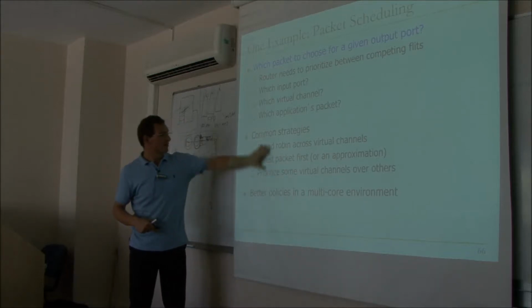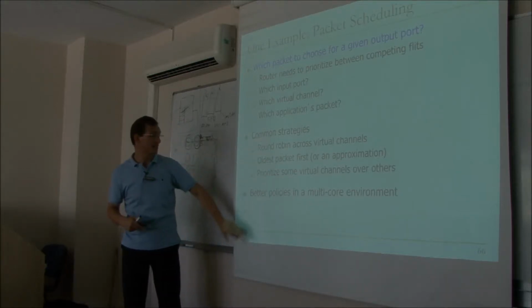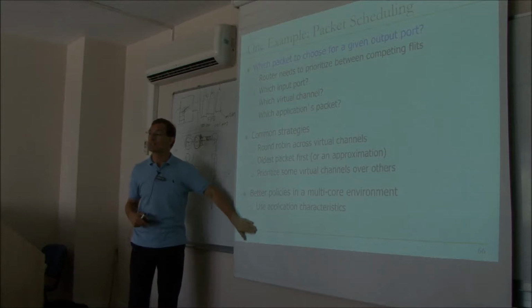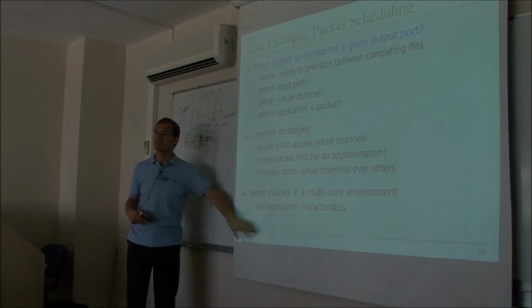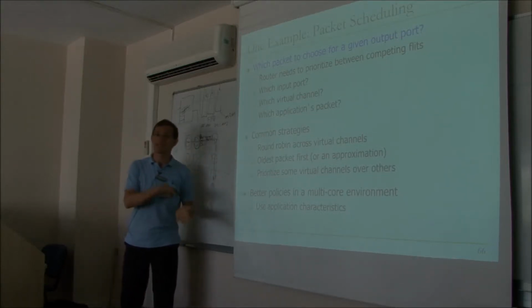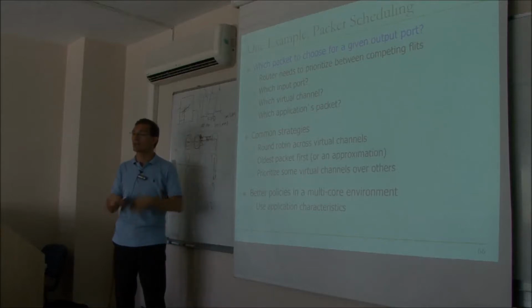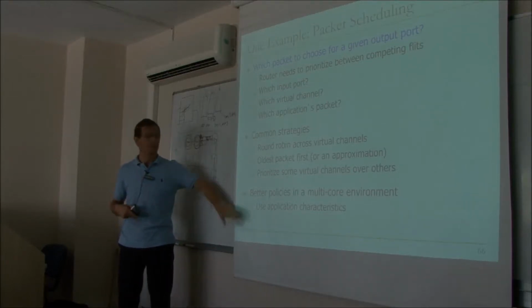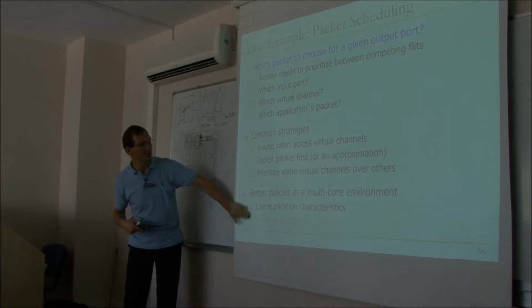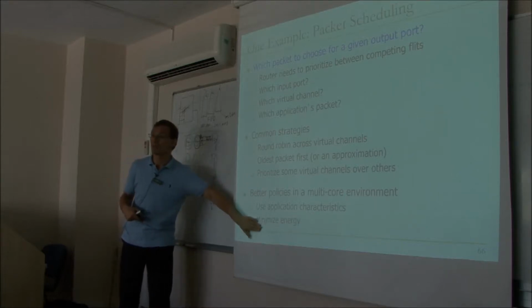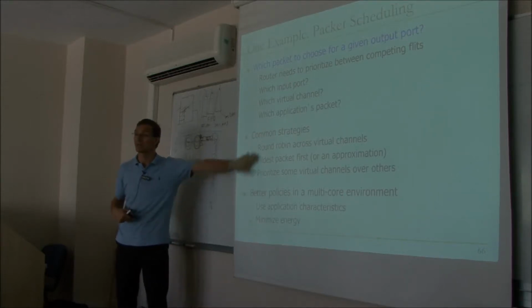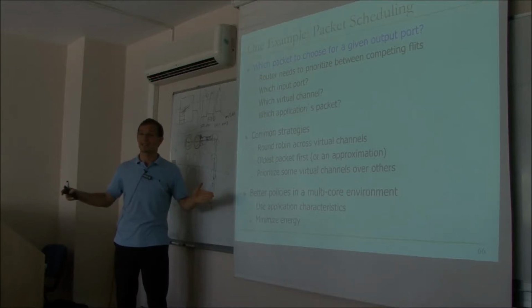Or you can have better policies in a multi-core environment. You can use application characteristics, for example. You can divide the applications into latency sensitive versus bandwidth sensitive and prioritize latency sensitive applications. And if I have time, I'll discuss some of these issues. Or you can design policies to minimize energy somehow, or minimize the slack of the system.